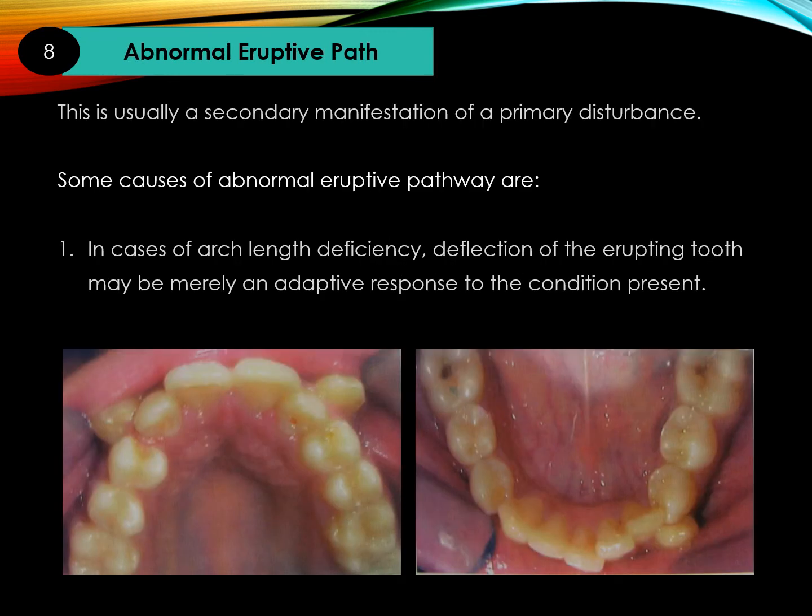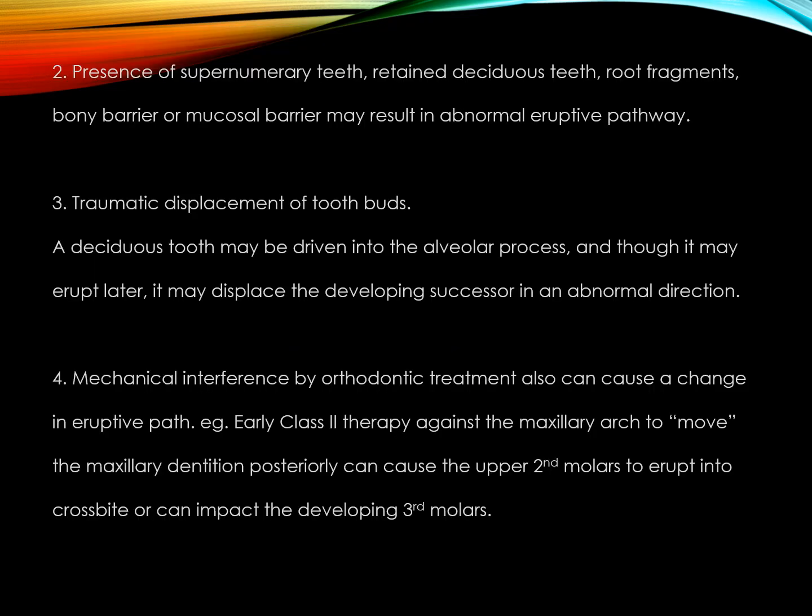The next factor is abnormal eruptive path. This is a secondary manifestation of a primary disturbance. Some causes are in cases of arch length deficiency. Deflection of the erupting tooth may be merely an adaptive response to the condition present. Also, there is presence of supernumerary teeth or retained displaced teeth or any root fragments, as we've discussed before. These might also result in abnormal eruptive pathway, and also presence of any traumatic displacement of tooth buds.